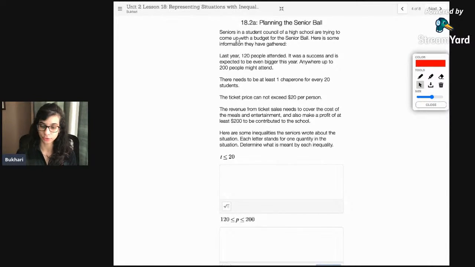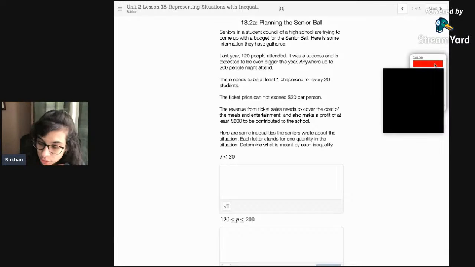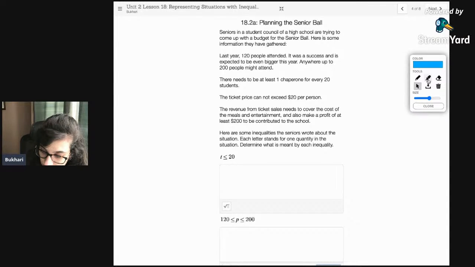Right, it gives you a bunch of information here, and it wants you to interpret what is meant by each inequality. So for example, I know that last year 120 people attended this senior ball that was being held pre-COVID. Obviously, it was a success and expected to be even bigger this year, and you were up to 200 people, right? We're starting to see new vocabulary in our words here, right? What does up to mean?